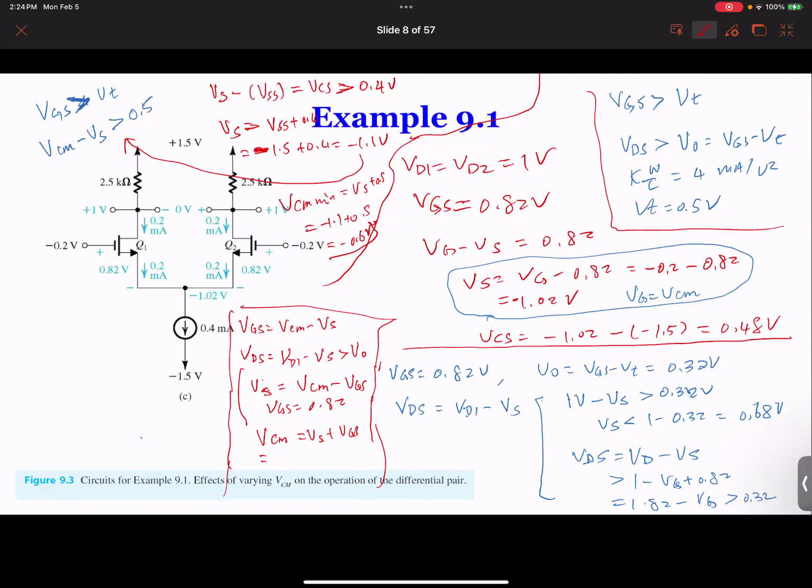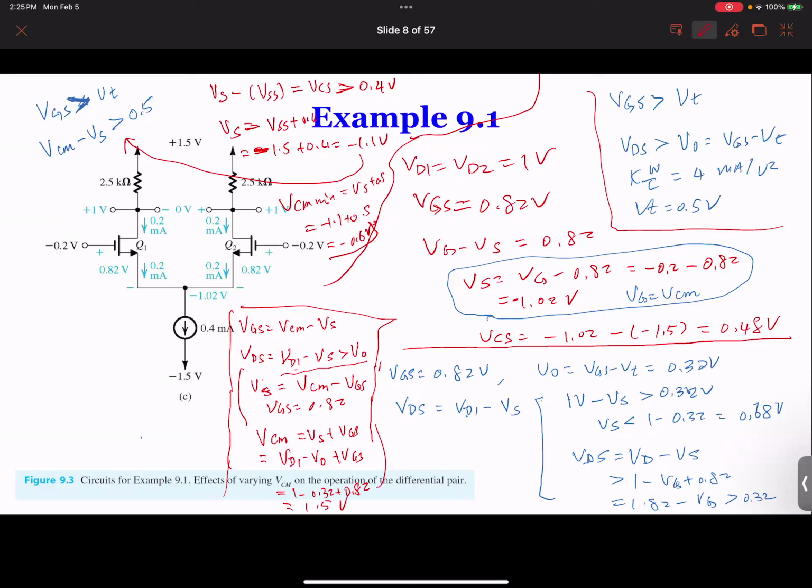In this case, VGS is VCM minus VGS. VS is from this equation. So VS equals VD1 minus VO. So VD1 minus VO plus VGS, and VD1 is 1 minus VO, which is 0.32, plus 0.82. Yeah, so now we got it right, which is equal to 1.5 volts.